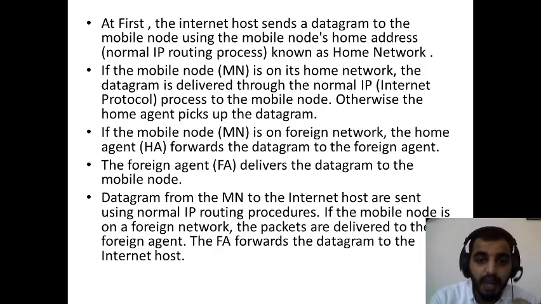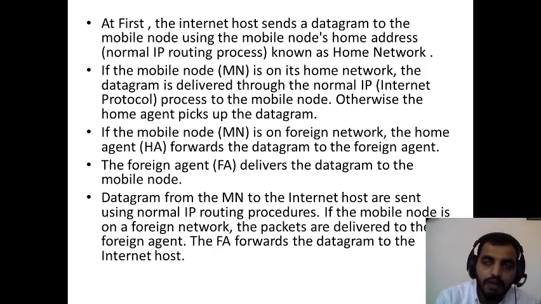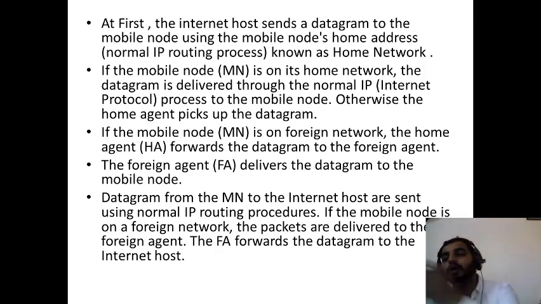If the mobile node is on a foreign network, the home agent forwards the datagram to the foreign agent. It means that when you are traveling to a foreign country with the help of the local entity called a passport, you are traveling across the globe. The same thing is happening here. The home agent is forwarding the datagram to the foreign agent, saying this is my particular information, or my particular person, or my particular data that needs to be transferred on your network.